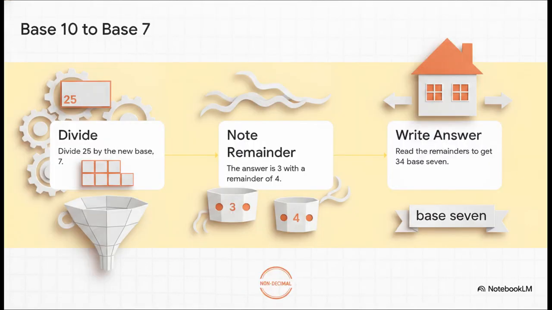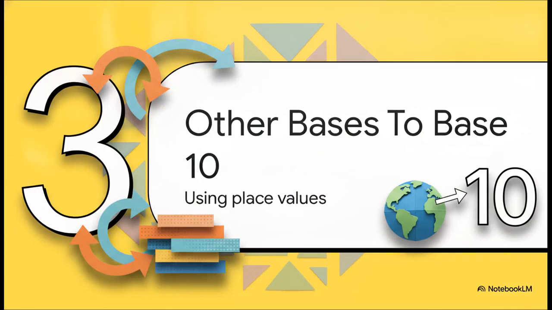Here's the step-by-step. First up, we divide our number, 25, by our new base, which is 7. 25 divided by 7 gives us 3, with a remainder of 4, right? Since 3 is smaller than 7, we literally can't divide it anymore. So the crucial trick here is how we read our answer. We always carefully read the remainders to form our new number. So we take that 3 and that 4, which gives us our final answer, 34 base 7. And a quick tip for the exam, always remember to write the name of the new base in words at the bottom.